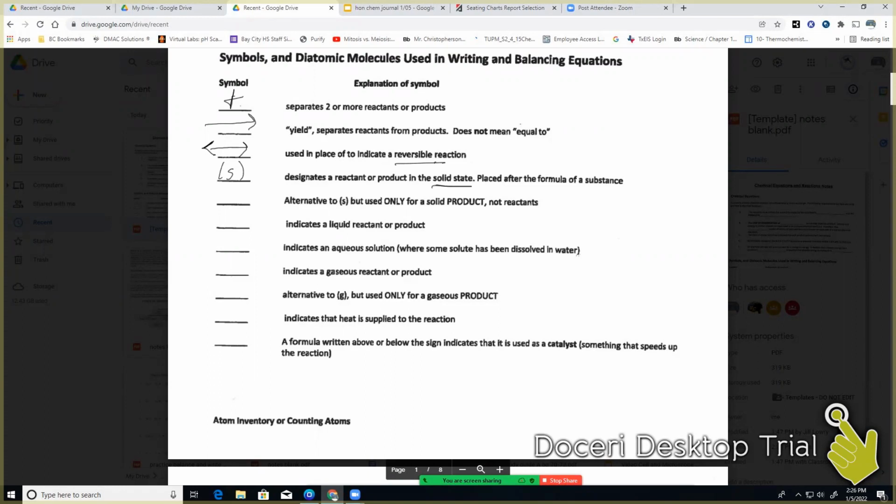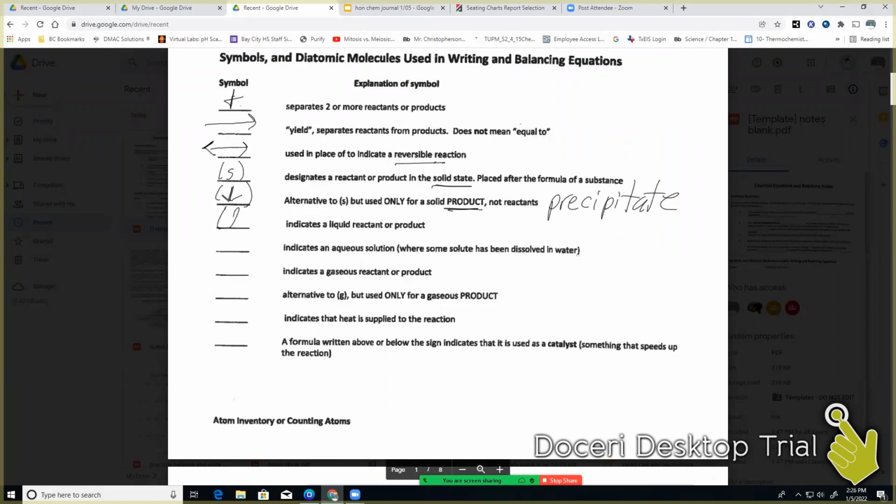Another way to show that something is a solid, but only if it's a solid as a product, would be an arrow going down. That means that a precipitate, which I have not been able to spell today on my first try, has been formed. So that's like when you have, and we'll do this in lab, two clear liquids. They don't have to be like water. One could be a clear blue and a clear red. They just don't have any solid with them. And then when you mix them together, you end up with solid at the bottom. That is a precipitate, and that can be represented with the down arrow.